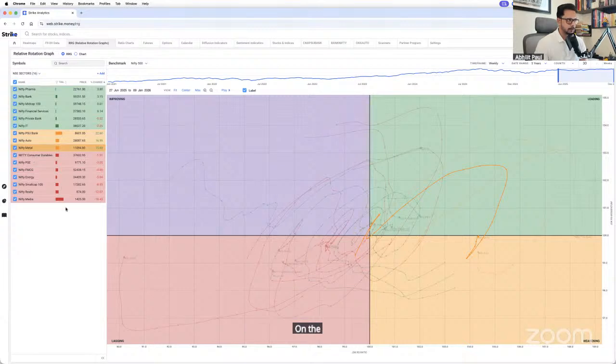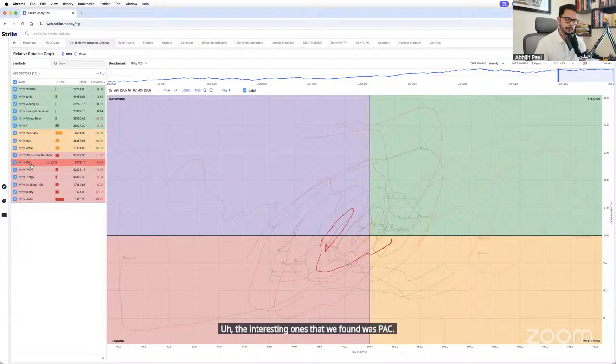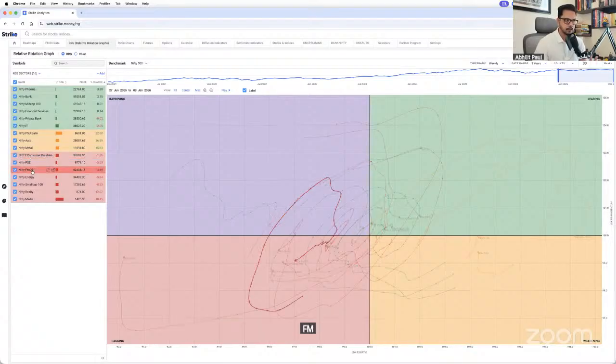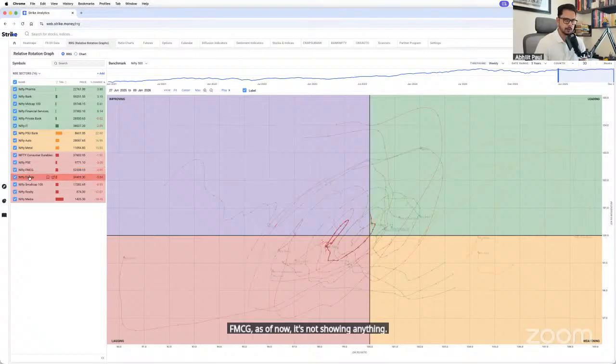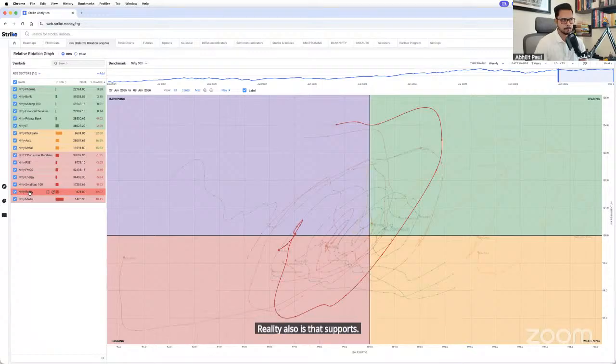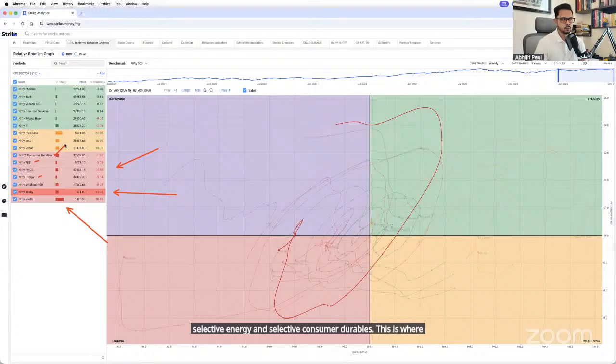On the lagging side, the interesting ones that we found was PSU. The one that can turn out interesting is consumer durables. FMCG, as of now, it's not showing anything. Energy is struggling, but one needs to keep an eye. Small cap, nothing. Realty also is at supports. So amongst the ones which are lagging, public sector enterprise, selective energy, and selective consumer durables, this is where one needs to keep an eye.